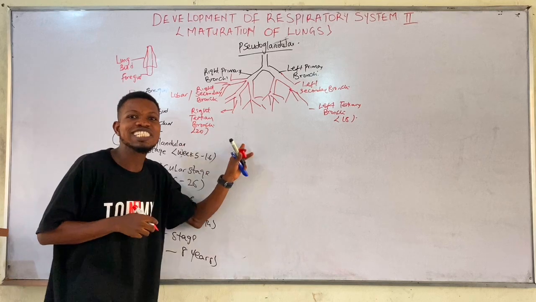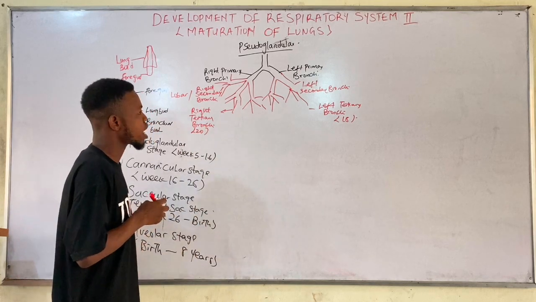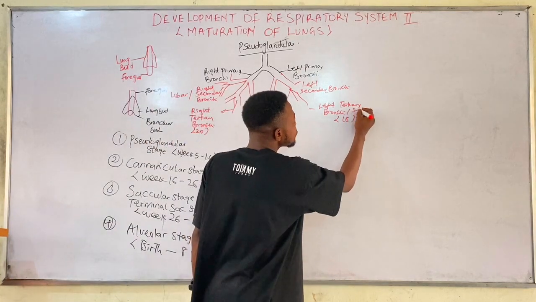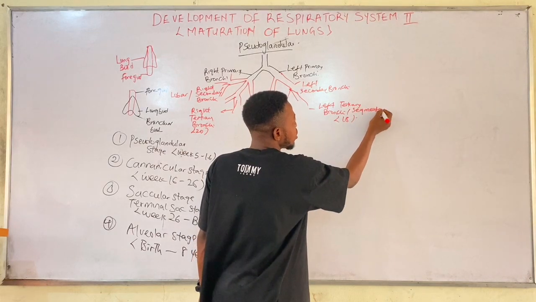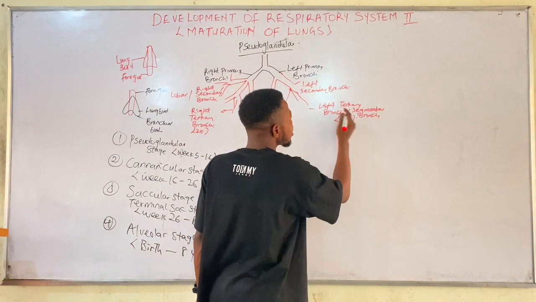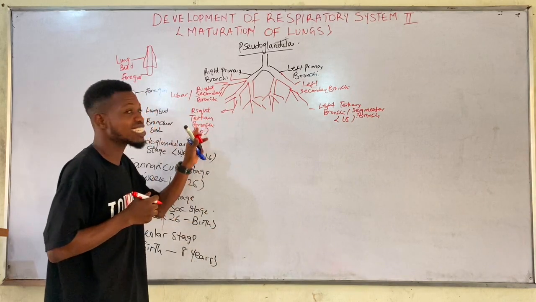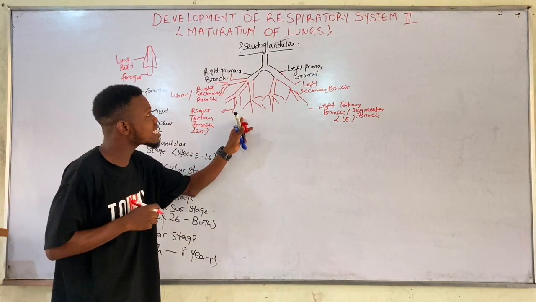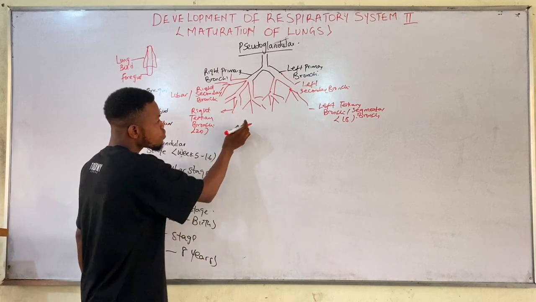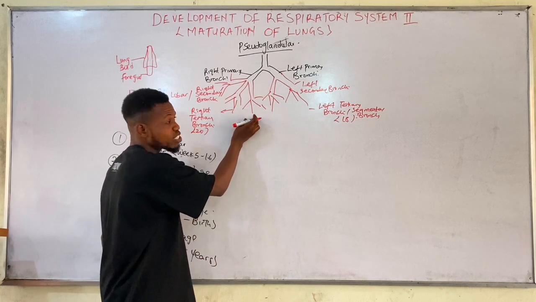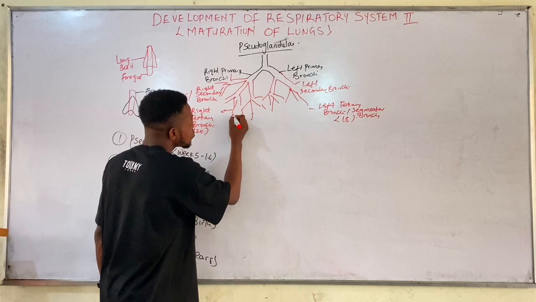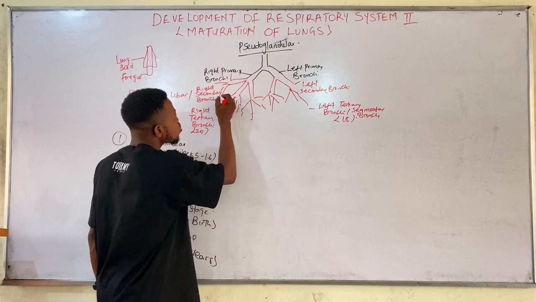Is it that you call it tertiary bronchi or you call it segmental bronchi? Yes, you can also call it segmental bronchi. So you can call it left segmental bronchi and right segmental bronchi. So the last thing that occurs at the pseudoglandular stage is that from these segmental or tertiary bronchi, another structure develops. Yes, they also bud off.